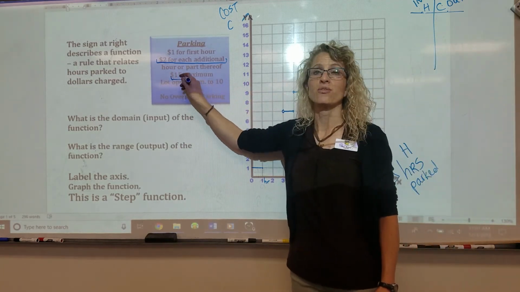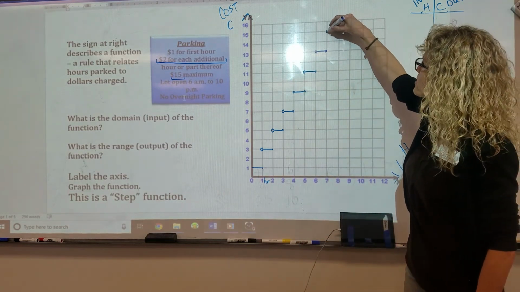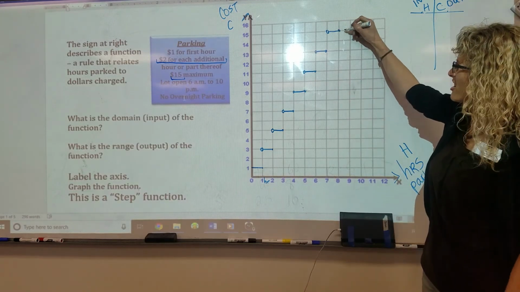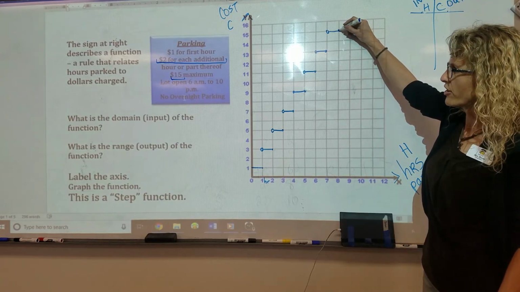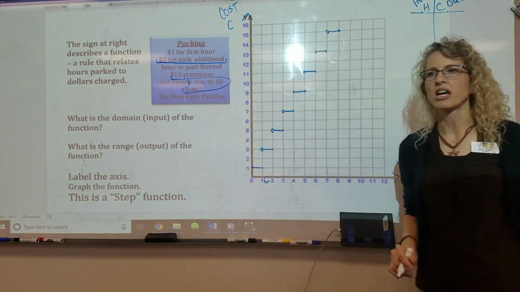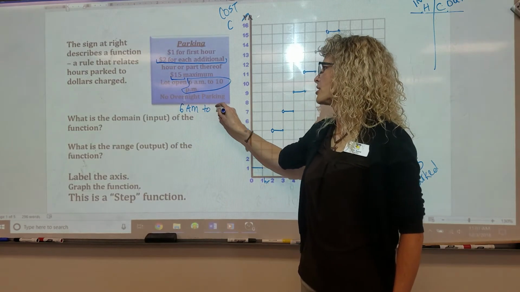And there's some rules and restrictions here. It says there's going to be a $15 maximum. So looks like once I get to right here, I don't have to pay any more. It's never going to go any higher. How long can I sit there? How long can I get a $15 charge? There's a time restraint. 6 a.m. to 10 p.m. How many hours? From 6 a.m. to 10 p.m.